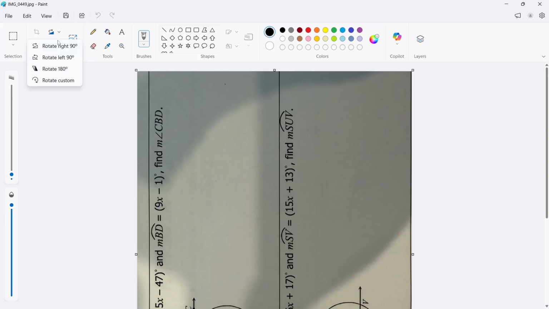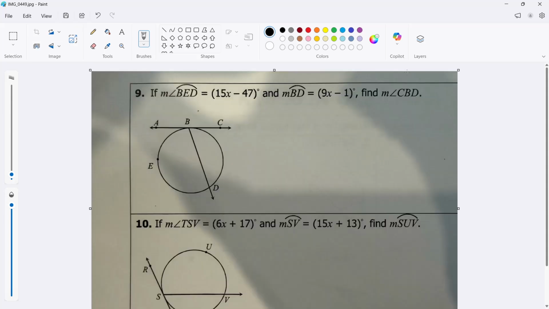Okay, I have to tilt-a-whirl it. This says if measure of arc BED, that's this arc, is 15x minus 47, and arc BD, this arc, is 9x minus 1, find measure of angle CBD. So that's an inscribed angle. That is going to be 1/2 of this arc. So CBD is going to be 1/2.